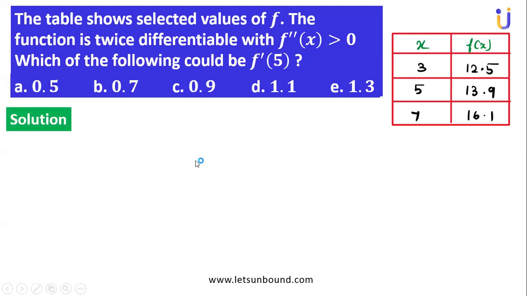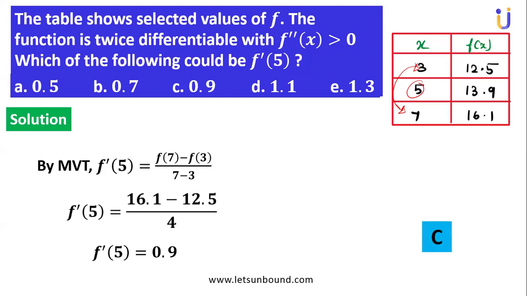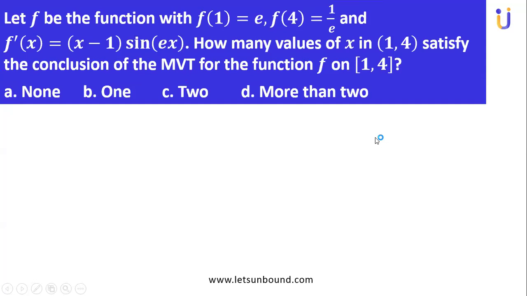f prime of 5 is equal to f of 7 minus f of 3, since 5 is coming between 3 and 7 as per the values that we have, right? Divided by 7 minus 3. So you just plug in the values now and you get 0.9. So it's option C, right? So that's simple. Using tables, we can just deal with the mean value theorem.